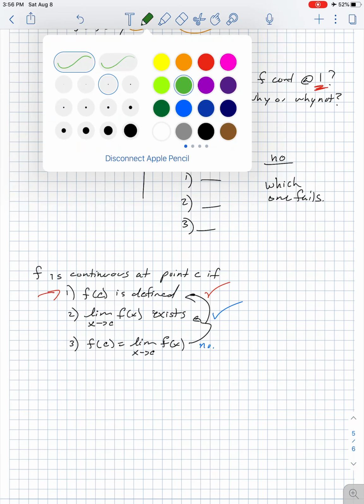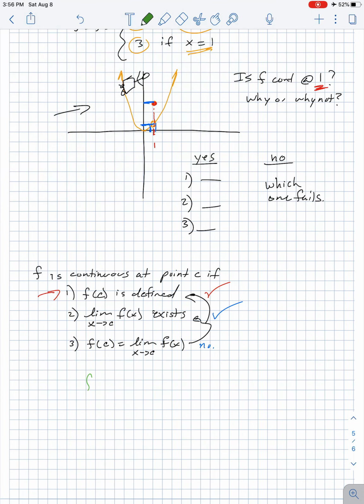So for my answer, I would say f is not continuous since f of c equals 3, and, sorry, not f of c, that's too general, f of 1, because 1 is our c value, and the limit as x goes to 1 is 1. So 1 does not equal 3. Okay, and that proves it. That's all you need to do.